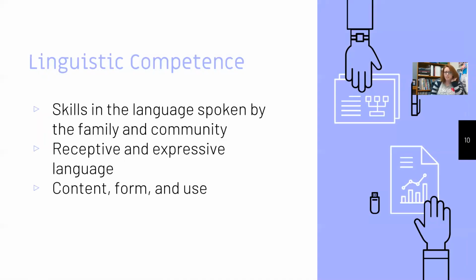So the first one is linguistic competence. And what that refers to is just basic skills in the language spoken by the family and community. So these are just your typical language skills. They're receptive skills, expressive skills, and focus on content, form, and use. So this is things like vocabulary, knowing how to put sentences together, knowing about plurals and past tense, and all those things. These are all of those core language skills that we use every day to communicate, and kids with AAC need to be able to use to communicate as well.